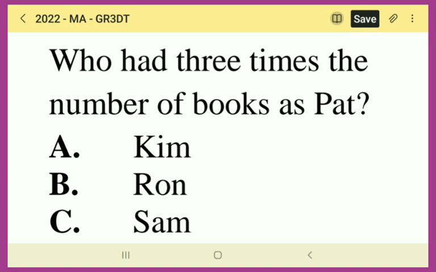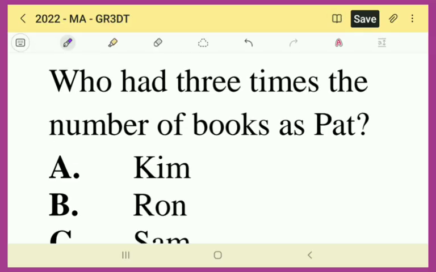All right. So who had 3 times the number of books as Pat? Remember, Pat has how many? 2. So who has 3 times 2? Who has 6 books? That's all it's asking you. Who had 3 times the number of books that Pat had? And remember, Pat had 2. So who had 3 times 2, which is 6?